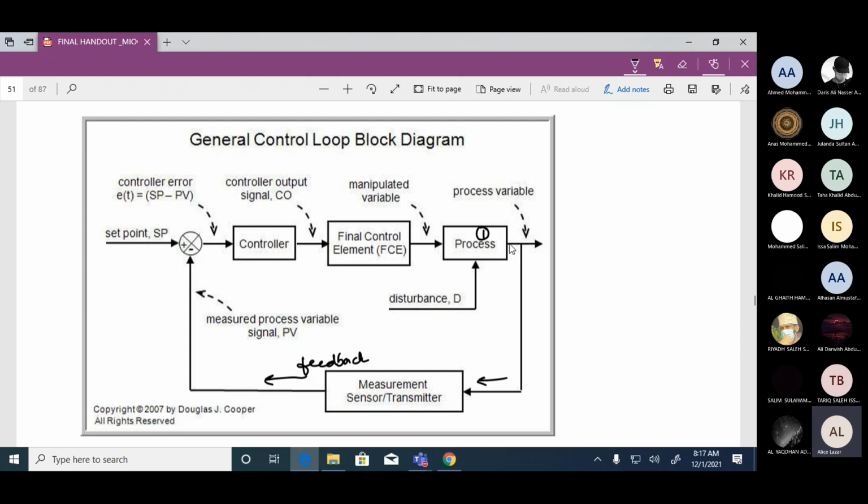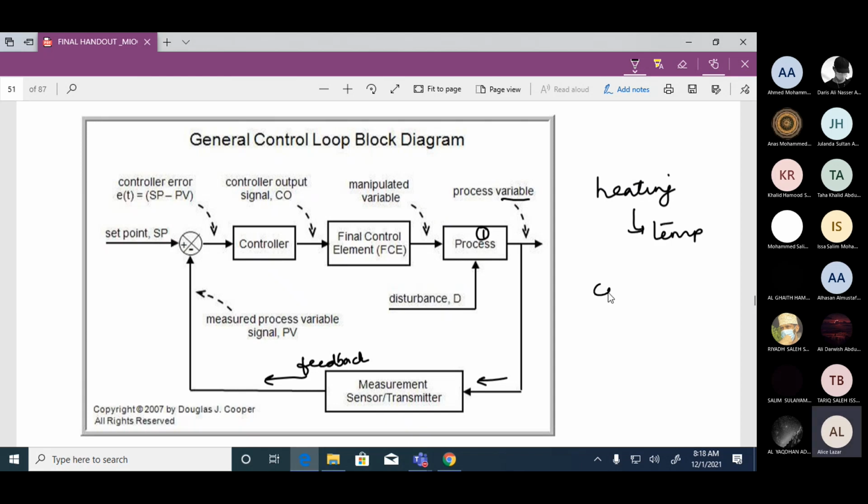Now, from this process, we will measure a variable. What is the meaning of the word variable? Variable means varying, changing, no? There are some variables in the process like temperature, pressure, flow, level. These are all variables, the process variables which describe the process. If my process is heating, what will be the process variable? The process variable will be temperature.